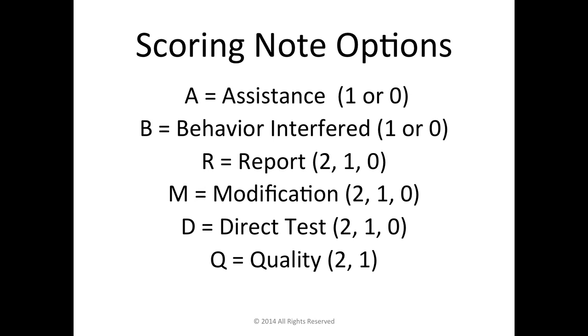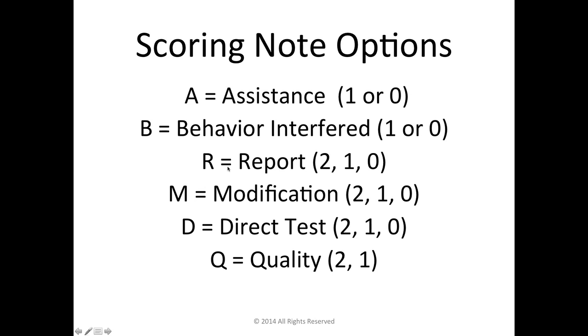So that brings us to the actual scoring notes that are listed in the AEPS, but you don't have to use just these. Unlike scoring, where you can only use 2, 1, or 0, you could use other notes. If you're using the AEPS-I, the online version, it's a little bit harder and you'd have to use your comments, but we're really thinking about A for assistance, B for behavior interfered, R for report, M for modifications, D for direct test, and Q for quality. And the numbers to the side remind us what numbers we can use when we use a certain note.